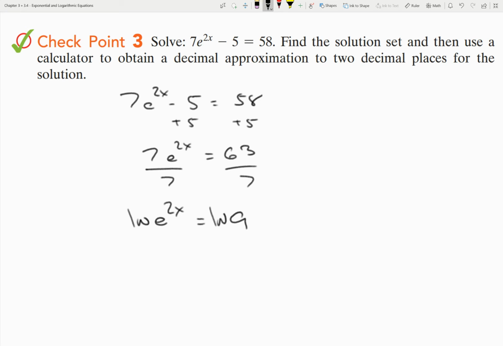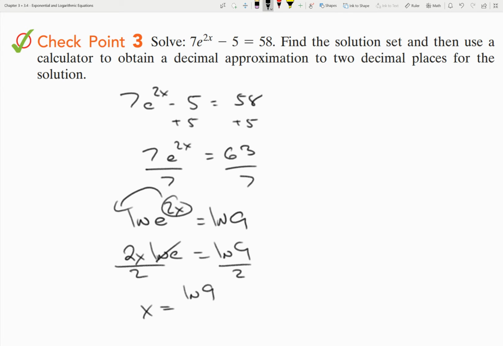Natural log both sides. Exponent comes to the front. 2x natural log e is equal to the natural log of 9. And then the natural log of e cancels out because it is just 1. And then we're left with 2x equals the natural log of 9. Divide out the 2. So x is equal to natural log of 9 over 2. That is my exact answer. Decimal is going to be the natural log of 9 divided by 2, 1.0986.